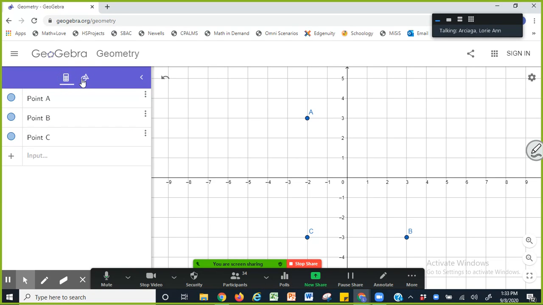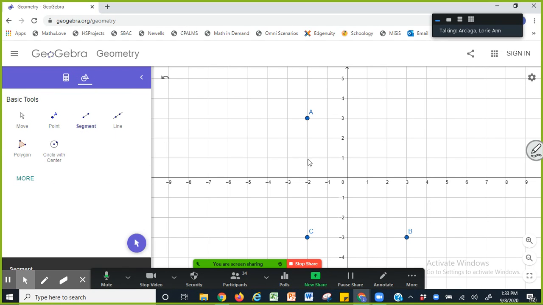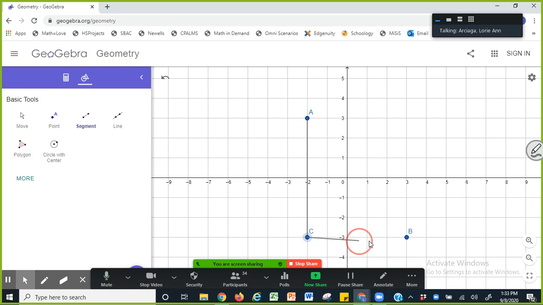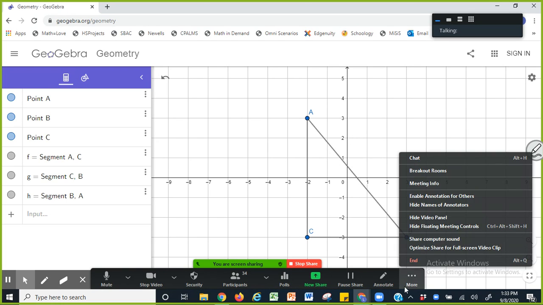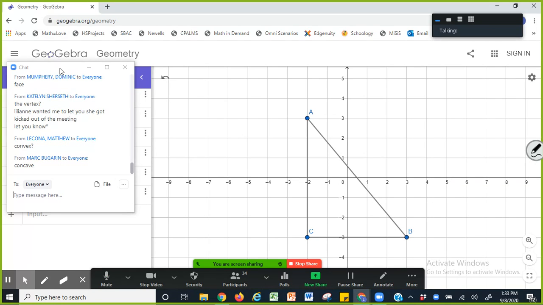Now, toggle between these two depending on what you need. There you go. We're going to draw the segments to form the triangle. Connect A to C, then C to B, then B to A. There. All right.